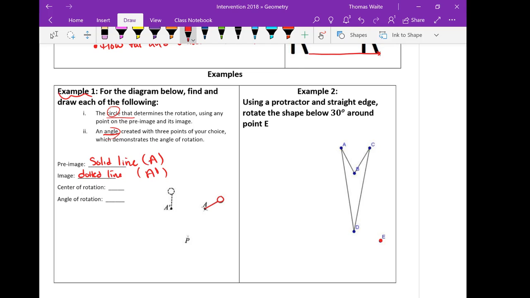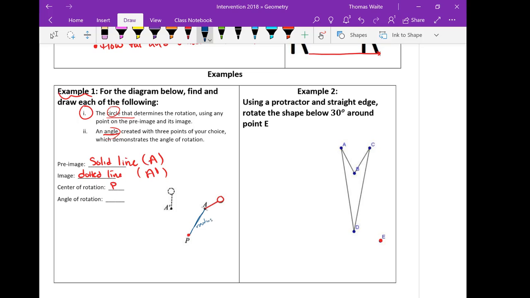Okay. And then here it would have given us the center of rotation. It rotated around this point P. We'll just label that there. So our first thing we have to find is the circle that determines the rotation. So from point P to point A, we're going to draw a little segment here. And this is going to be the radius of our circle that's going to represent our rotation.